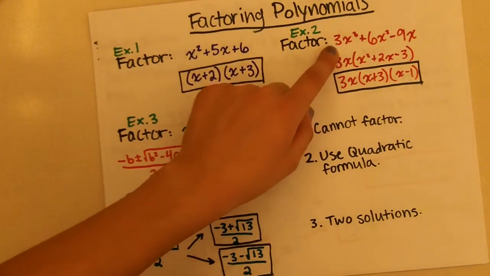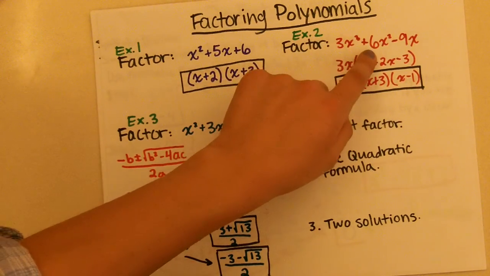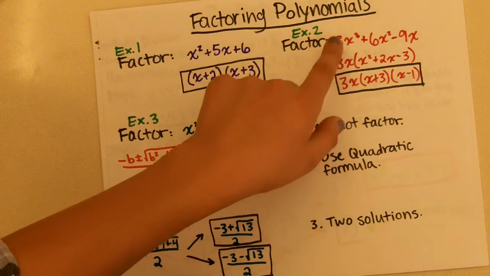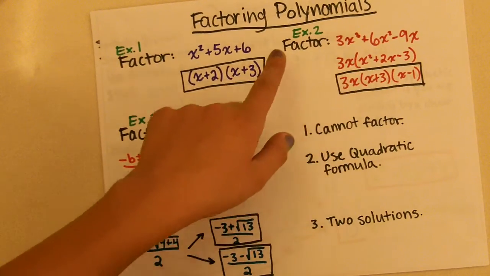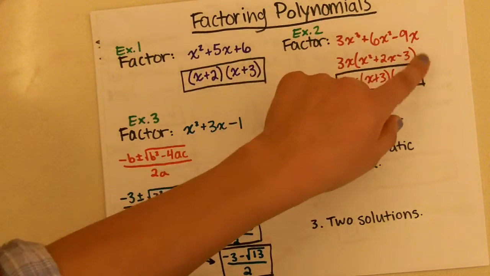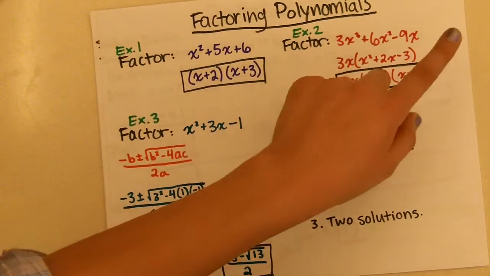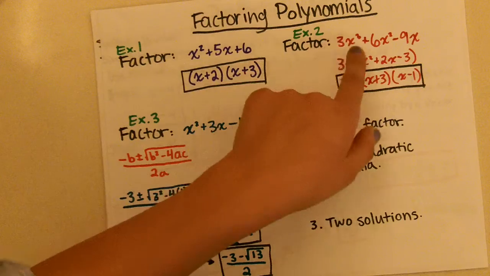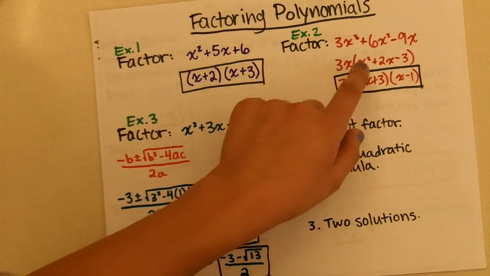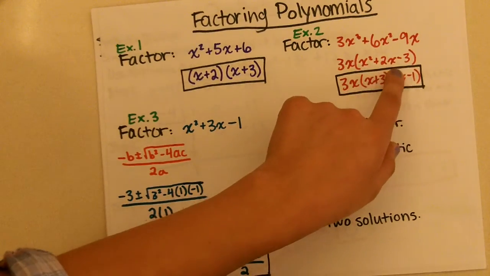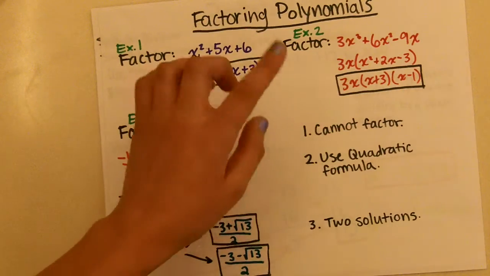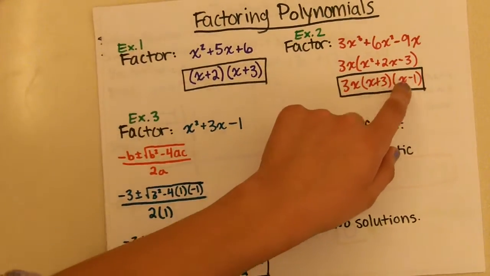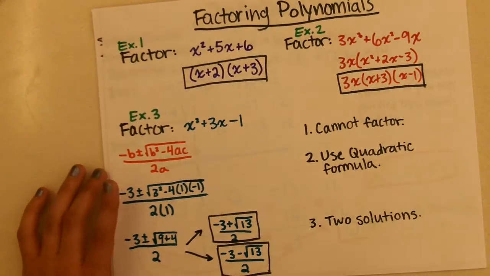Our second problem is to factor 3x cubed plus 6x squared minus 9x. So the first step is to figure out what factor you can factor out of all of these terms. And that factor is 3x. So you factor out 3x and you get 3x times x squared plus 2x minus 3. And so then your final factors are 3x, x plus 3, and x minus 1.